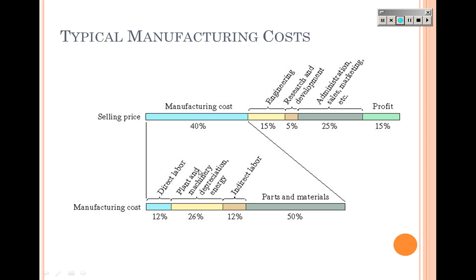And then if we look at a typical manufacturing cost, if this bar represents the selling price, okay, the manufacturing cost only accounts for about 40% of that. The raw materials only account for about 50% of that total manufacturing cost. So that's only about 20% of the total selling price. So if you know the cost of your raw materials, they're about 20% of the selling price, okay?